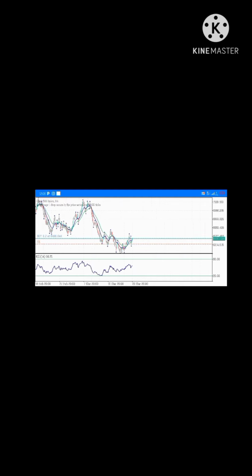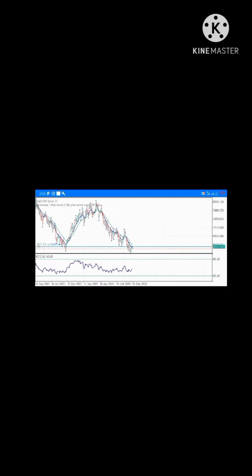The first thing I do whenever I open a chart is to go to the daily time frame, to know what the market has done. Knowing what the market has done and what the market is doing will help you to know what the market will do next. So the first thing to do when you open a chart is to know what the market has done. After that, you try to know what the market is doing.